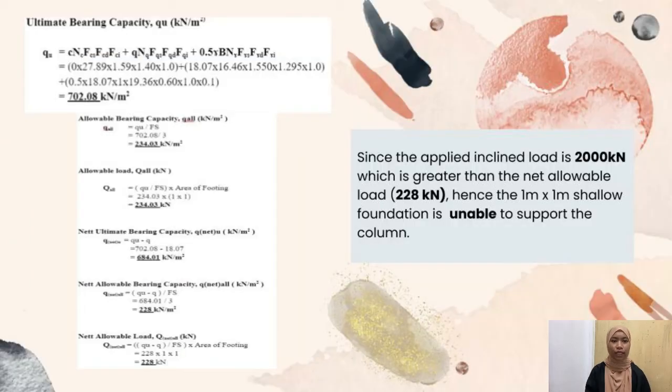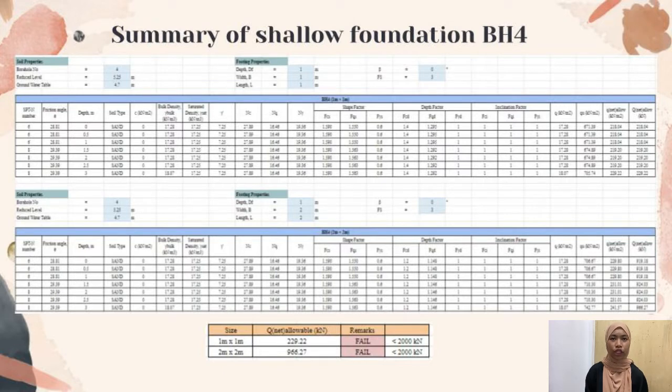capacity. Next, we continue to calculate the allowable bearing capacity, the allowable load, the net ultimate bearing capacity, and also the net allowable bearing capacity. Since the applied inclined load is 2000 kN, which is greater than the net allowable load that we obtained, 228 kN, hence the 1 meter times 1 meter shallow foundation is unable to support the column. So this is the summary of shallow foundation borehole 4.